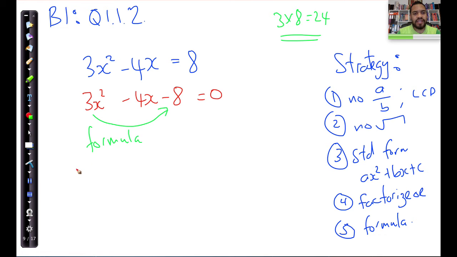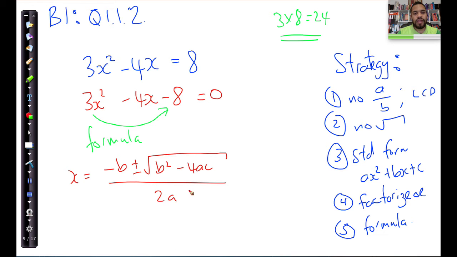The formula is x, we are solving for x in this case, is equal to minus b plus minus the square root of b squared minus 4ac all over 2a. Right, now let's get a black pen over there and talk about what substitutions we're going to work with. A is equal to 3, b is equal to negative 4, and c is equal to negative 8.